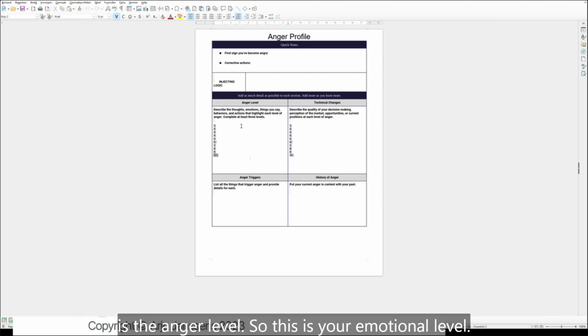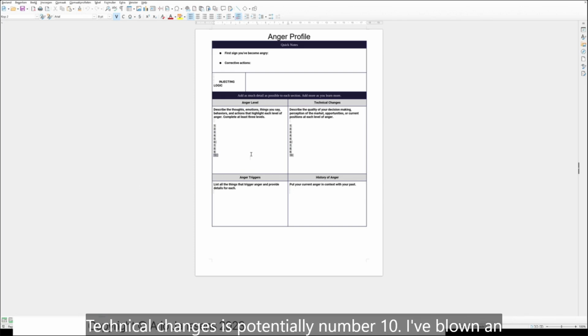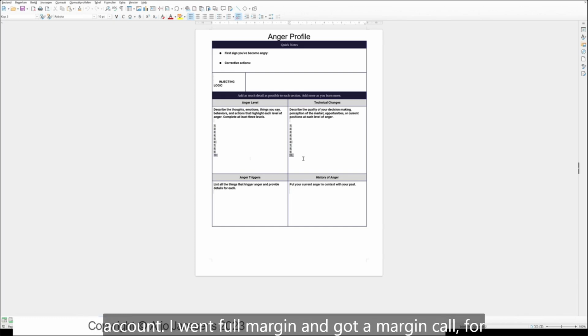This is the anger level. So this is your emotional level. The technical changes is potentially number 10. I've blown an account. I went full margin and got a margin call, for example. So that is what we are looking at right there.